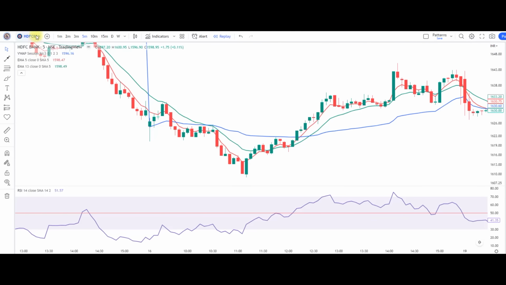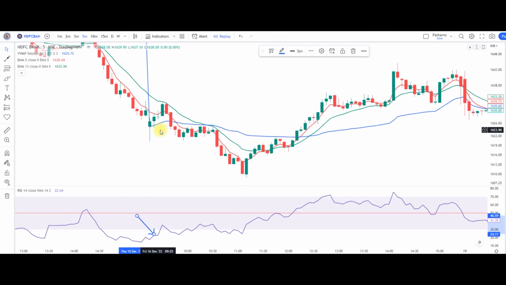This is HDFC Bank and the setup is ready for our strategy. You can see this 9:15 candle, this is the green candle. This green candle gave close above the VWAP. So can we go for buy here? No, we cannot go for buy. Why? Because the RSI is below 50 and the price is also below the EMAs. So we will not go for a long opportunity here.